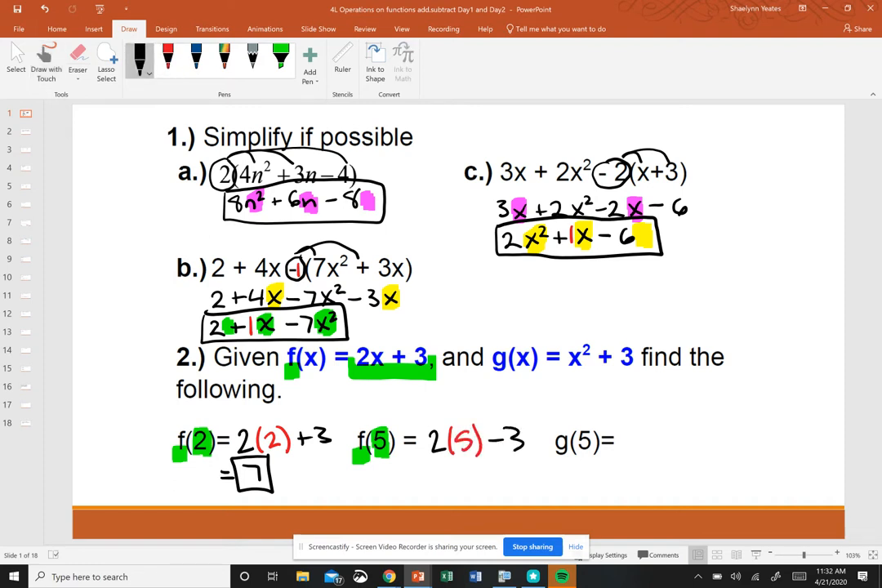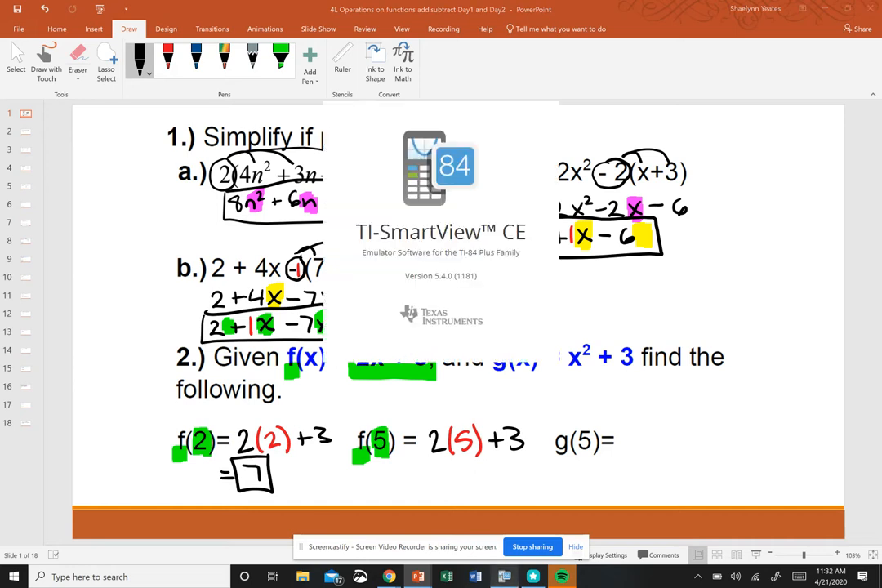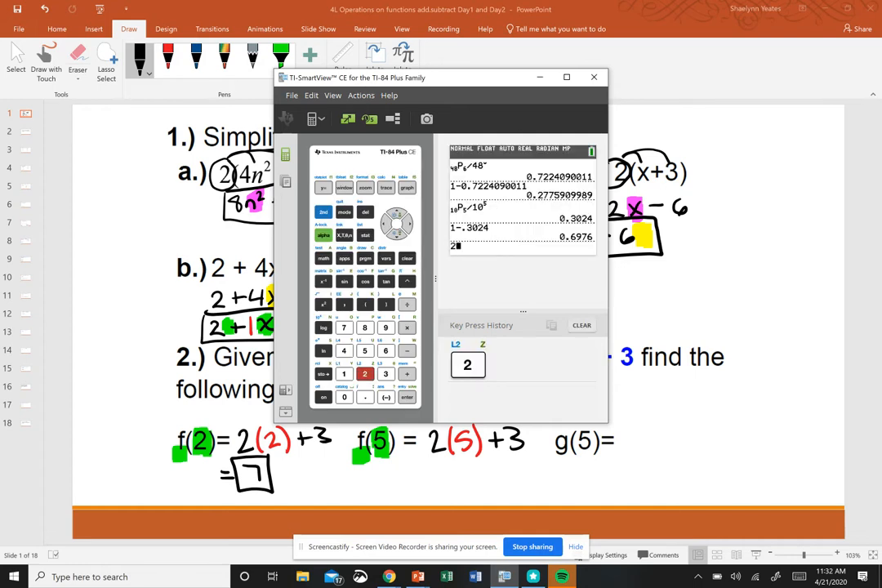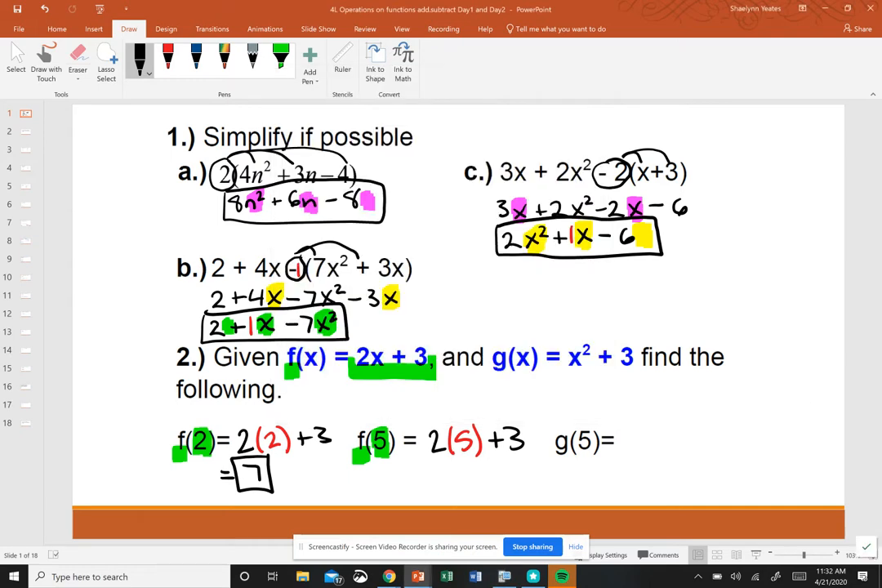and then plus 3. And I think my calculator's finally up, so let's try and use that. Okay, so I'm going to do 2, parenthesis 5, close parenthesis, plus 3. And I hit enter, and I get 13. So this equals 13.